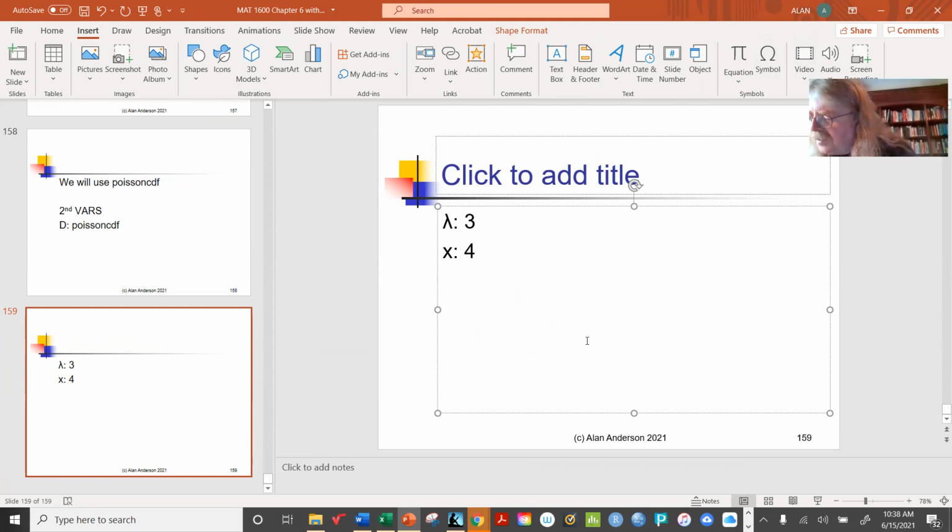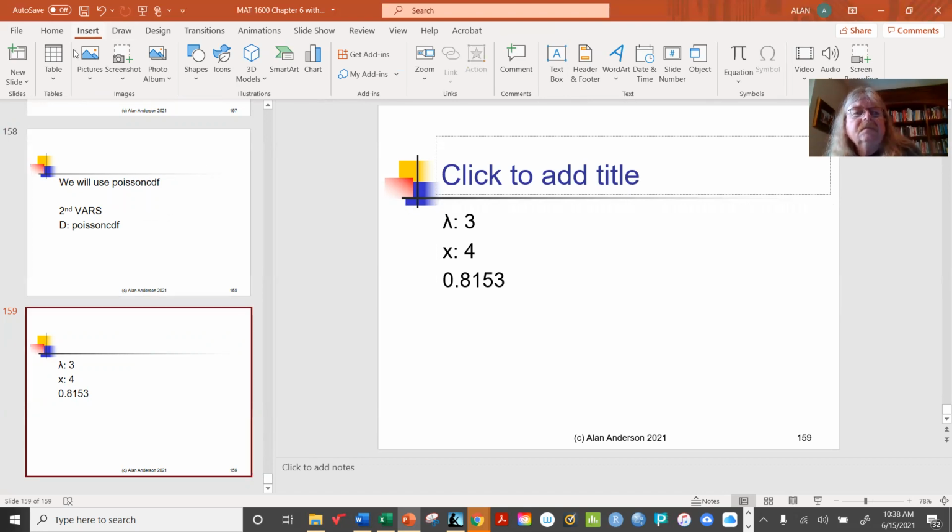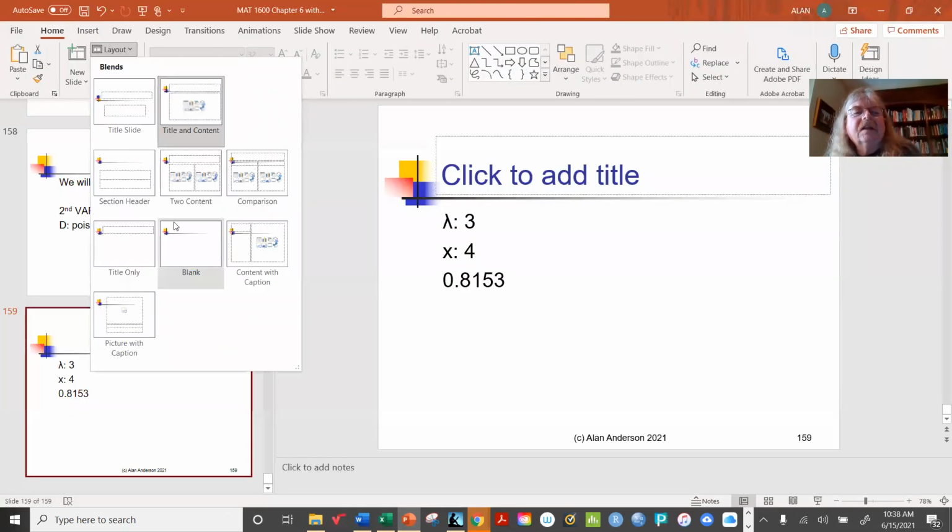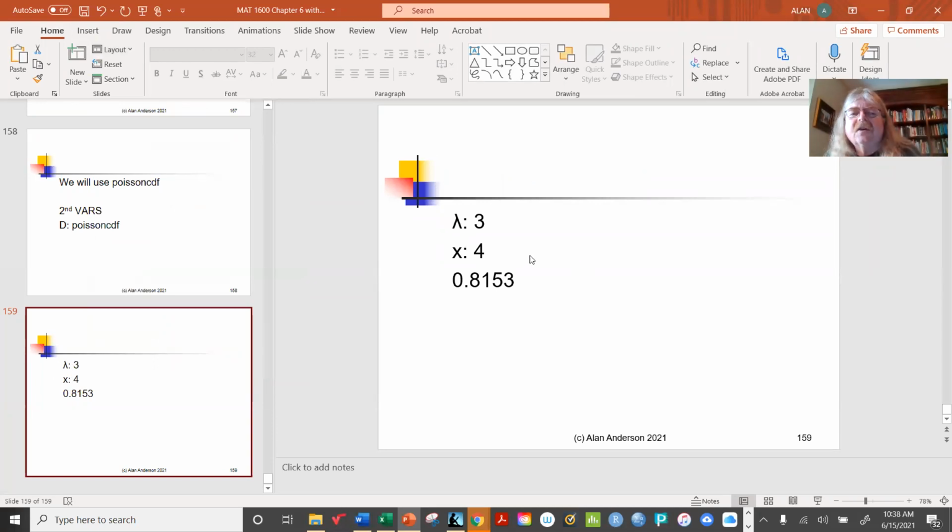So if you type in those numbers, you see the number is going to be pretty large. It is about 0.8153, let's say. I'm rounding it to 4 places. And that includes 0, 1, 2, 3, and 4. That's why it's such a large number. All right. So, oops, sorry. That's kind of a little side note that I wanted to show you, just in case you need it.